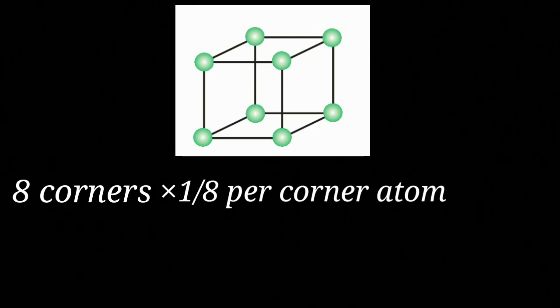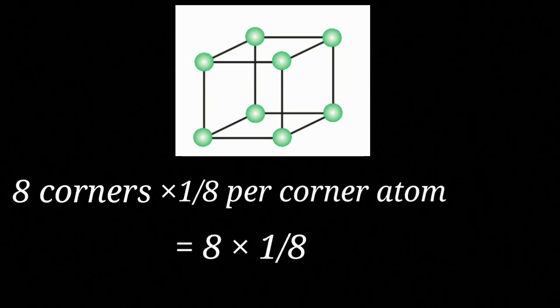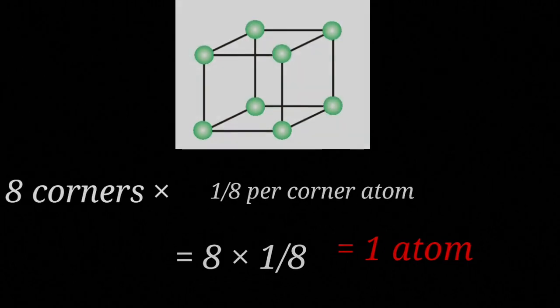And like that you have 8 corners. So 8 corners into 1 by 8 per corner atom will be equal to 8 into 1 by 8. So 8 into 1 by 8, you know it is 1. So from 8 corners altogether it is only 1 atom. Okay, so if you take the atoms in each corner and join them, you will get 1 atom. So that is for the primitive cubic unit cell.